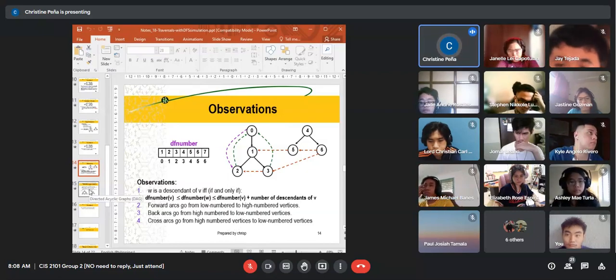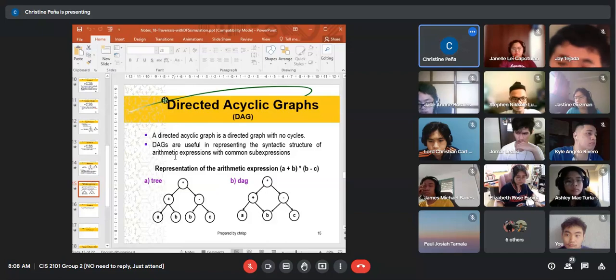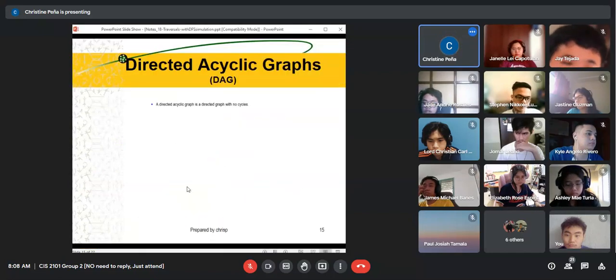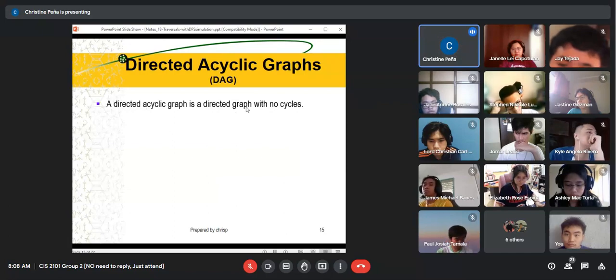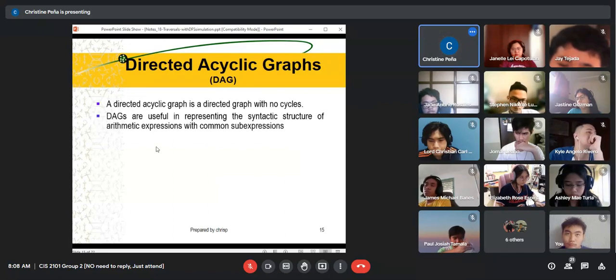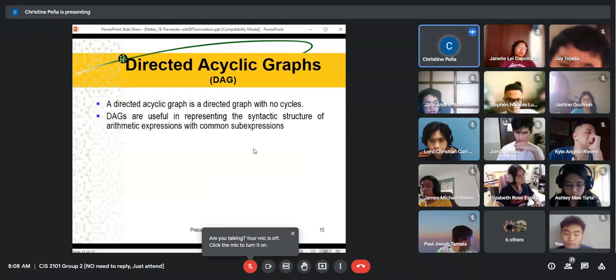And then finally, you have this one, directed acyclic graph. Acyclic, meaning not a cycle, is a directed graph with no cycles. So it's called a DAG. A directed acyclic graph is useful in representing syntactic structure.